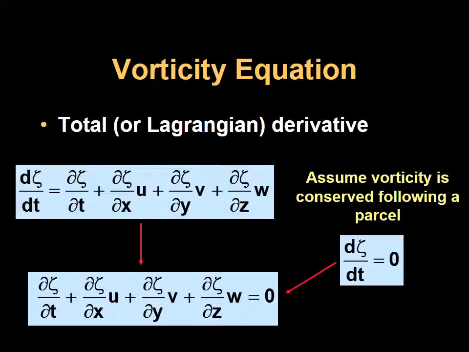Well, we can rearrange this equation, and also we can assume that the parcel of air as it moves along doesn't really spin up or spin down. So that's going to be one of our assumptions. We assume that vorticity is conserved following a parcel. It doesn't really spin up or spin down. So we'll do that. That makes the big D zeta Dt zero.